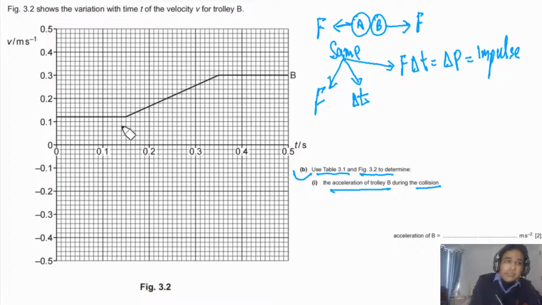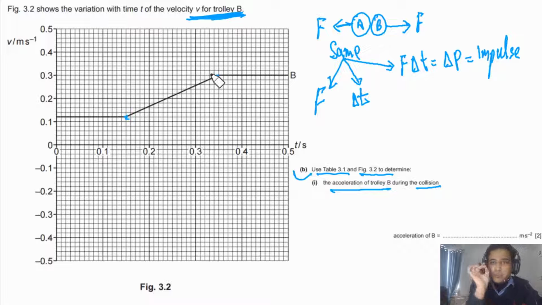Now for this question, if you look at this part before this, you can see the speed is constant. It means that there is no net force acting on the system, meaning acting on this trolley. This is for trolley B. And if you look at this point and this point, velocity is increasing.